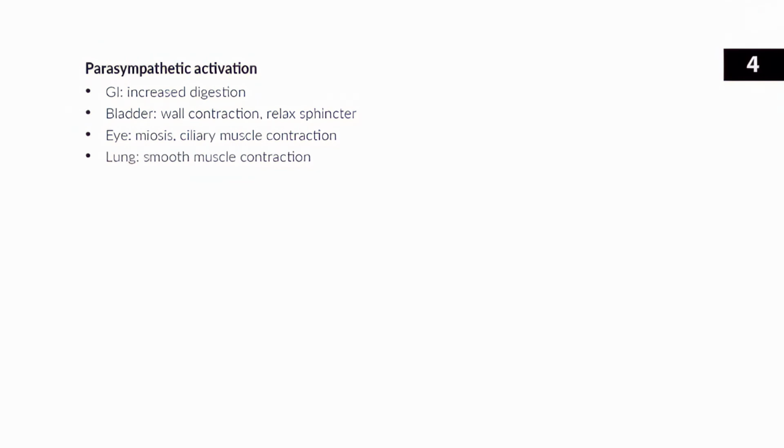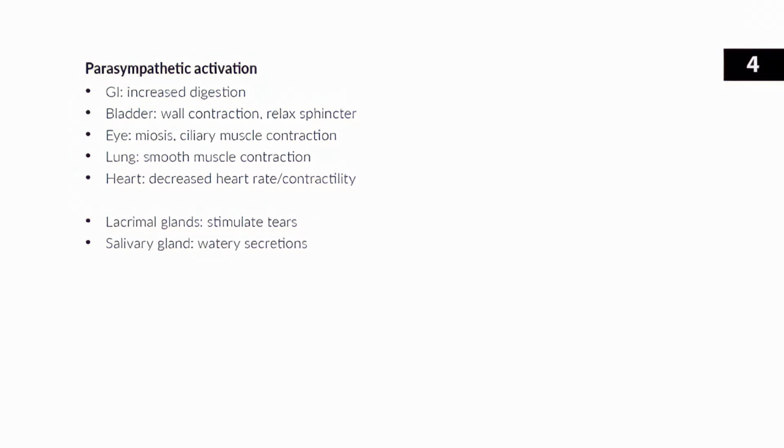In the lung, you're going to see smooth muscle contraction, so some bronchospasm. In the heart, you're going to get decreased heart rate and decreased contractility. In the lacrimal glands, you're going to get a stimulation of tear production. In the salivary glands, you're going to have watery secretion increased. In the penis, you're going to have an erection. In the clitoris, you're going to have an engorgement.